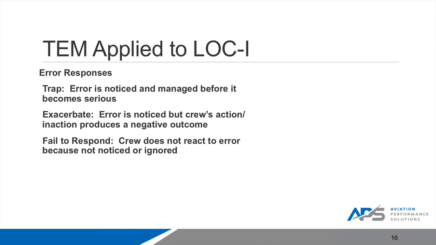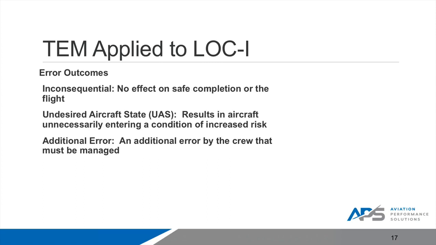There are three possible outcomes from an error, regardless of the response by the pilots. It could be an event that is inconsequential and has no effect on the safe completion of the flight. It could result in an additional error: in responding to the noticed error, the aircrew makes an additional error that must now be managed as well. Or it could result in an undesired aircraft state.